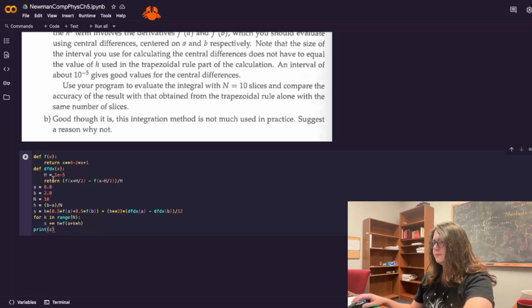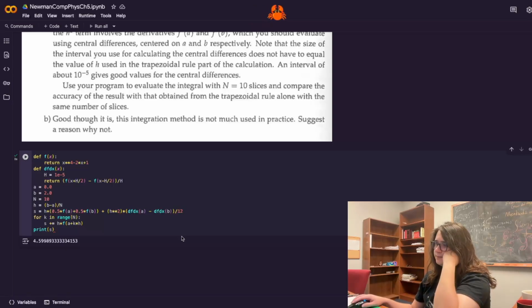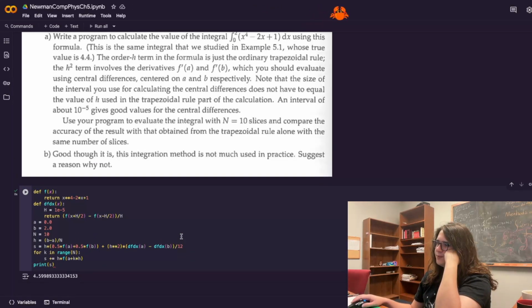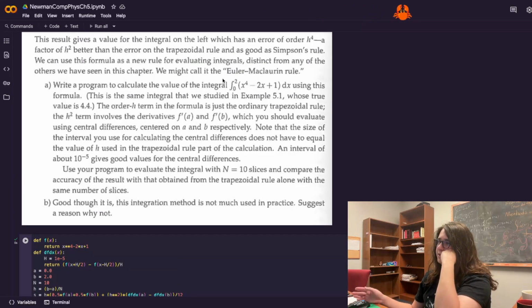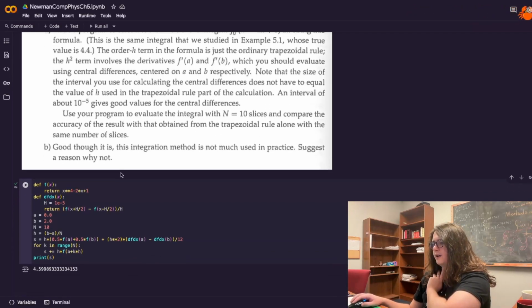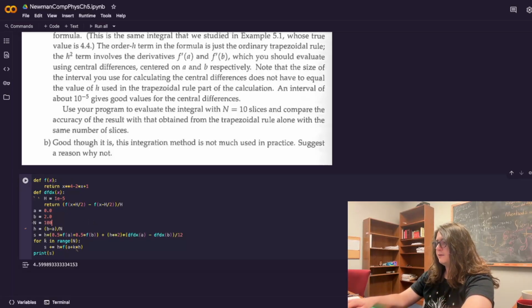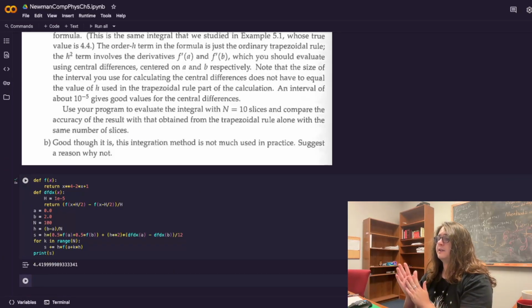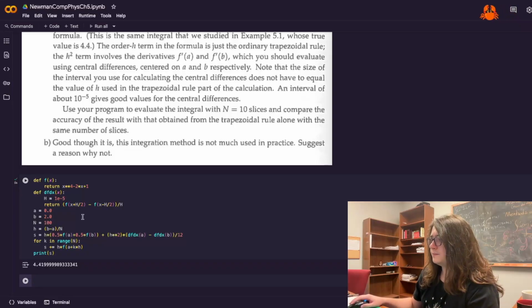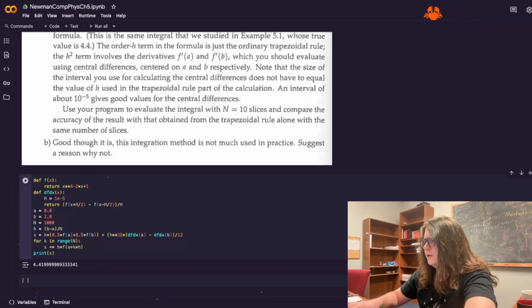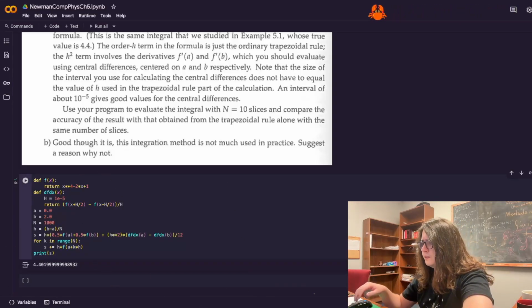So we can run this. It's going to give us 4.6. The result of the integral, if you do it analytically, is 4.4. Doing it with 10 slices is not going to give you a good result either way. If I up the n to 100, it automatically gets way better. And then even if you go to 1,000, now you're really killing it.